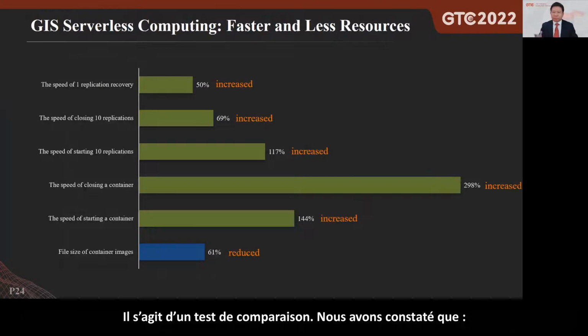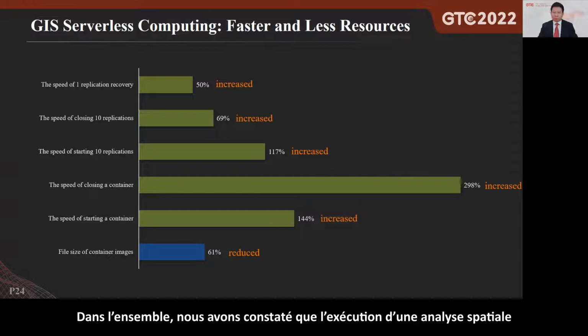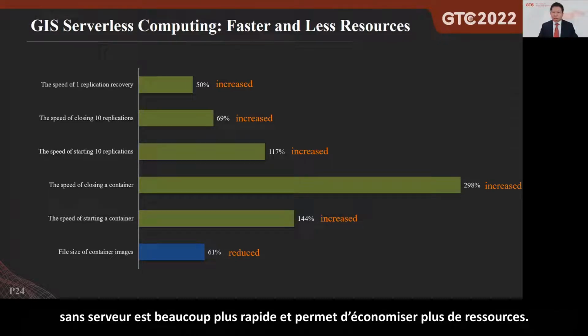This is a comparison test. We found that the size of container images was reduced by about 60%. The speed of starting a container was increased by 144%. Overall, we found that performing spatial analysis with serverless is much faster and saves more resources.